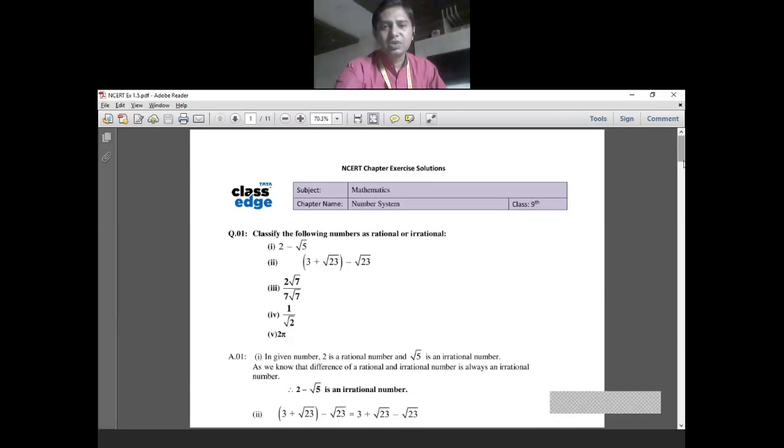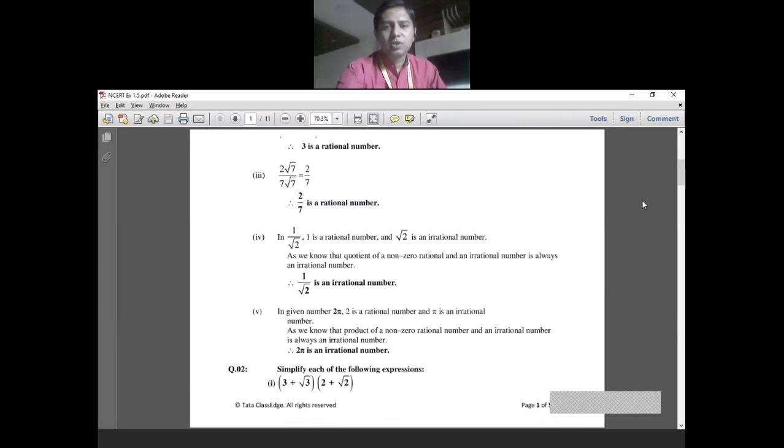Now we have 2 root 7 by 7 root 7. Here we can cancel root 7 and root 7. We are left with 2 by 7, and 2 by 7 is a rational number in the form of p by q. Now 1 by root 2. As root 2 is an irrational number, and we know that the division of rational and irrational will always give an irrational number. So the quotient or the final answer will be an irrational number, that is, 1 by root 2 is an irrational number.